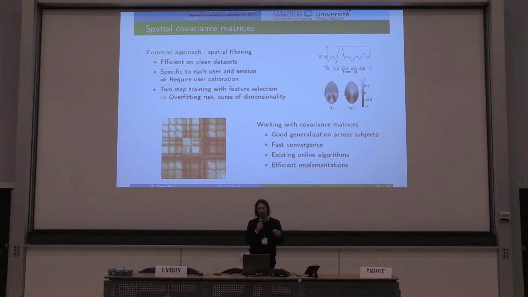And also, there are several steps in processing, including feature selection. So there is always a risk of overfitting or missing some important information. Working with covariance matrices has proven to provide very good generalization across subjects. There are lots of algorithms available with fast convergence, even online algorithms, and very effective implementations, as you know.